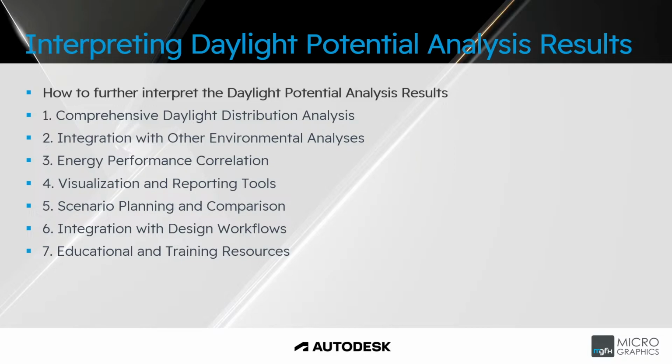Visual and reporting tools. Detailed visualization. Forma provides advanced visualization tools to create detailed, color-coded maps of daylight distribution. These visualizations make it easy to identify areas with optimal and suboptimal daylight conditions. The custom reports. The tool can generate comprehensive reports that include analysis results, visualization, and recommendations. These reports can be used for stakeholder presentations, regulatory submissions, and internal design reviews.